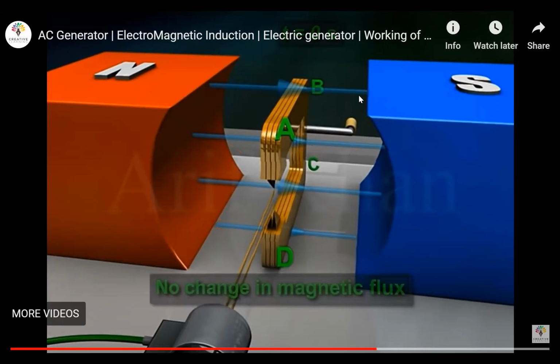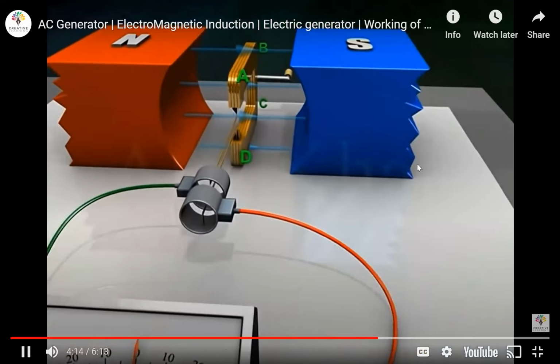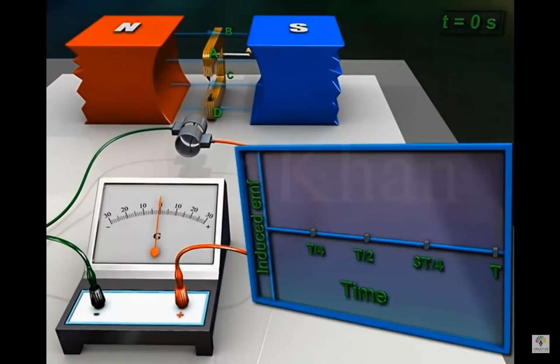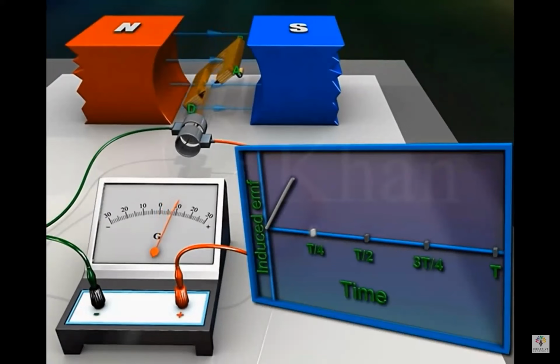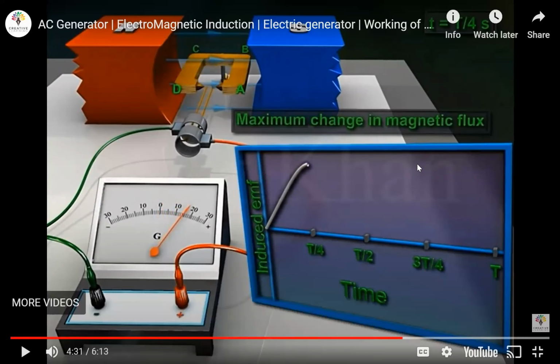Watch the graphical representation here, guys. Hence, the induced EMF at this position is 0. During the first quarter rotation, the induced EMF increases. Then, at time t/4 seconds, the armature becomes horizontal. You see here, at this instance, the coil is moving perpendicular against the magnetic field. And because of that, it will generate the maximum.